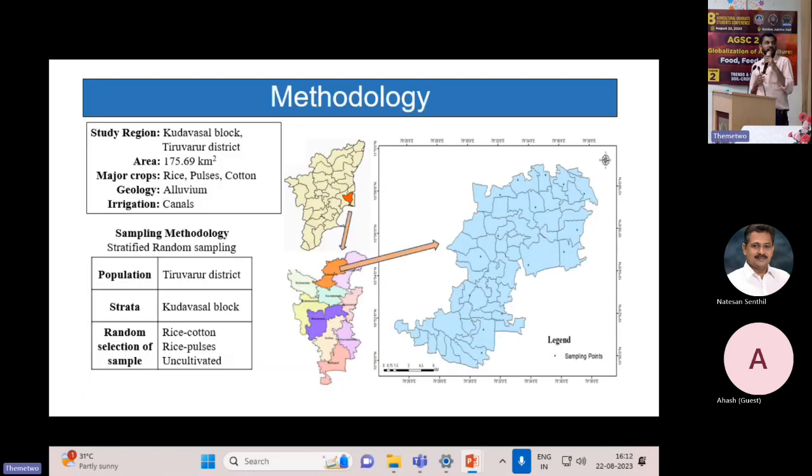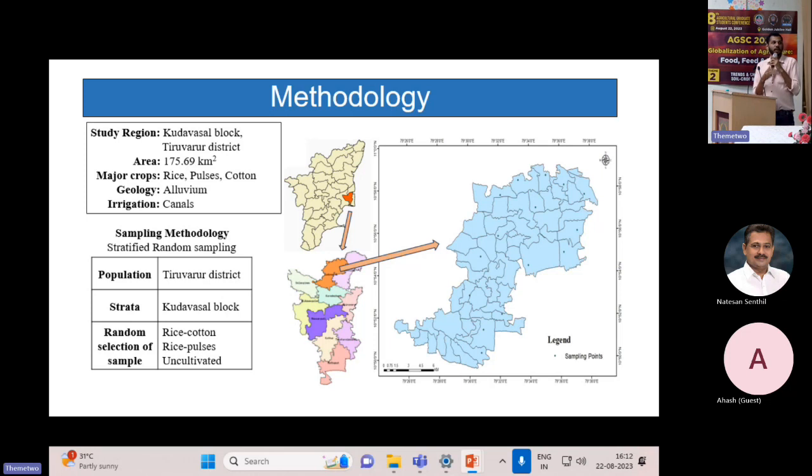So this is my study area. It is the Kodavasal block, which is present in Tiruvarur district. This Kodavasal block is one of the intensively cultivated areas under rice, covering about 175 square kilometers, and the major crops grown in this region are rice, pulses and cotton. The parent material of the study area is mainly from the alluvium of the Kaveri river, and the areas are irrigated through canals.